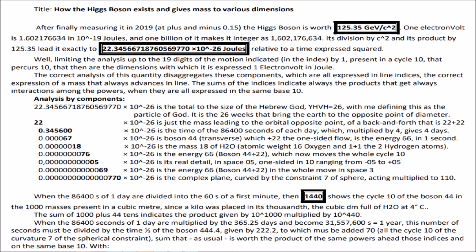How the Higgs boson exists and gives mass to various dimensions.